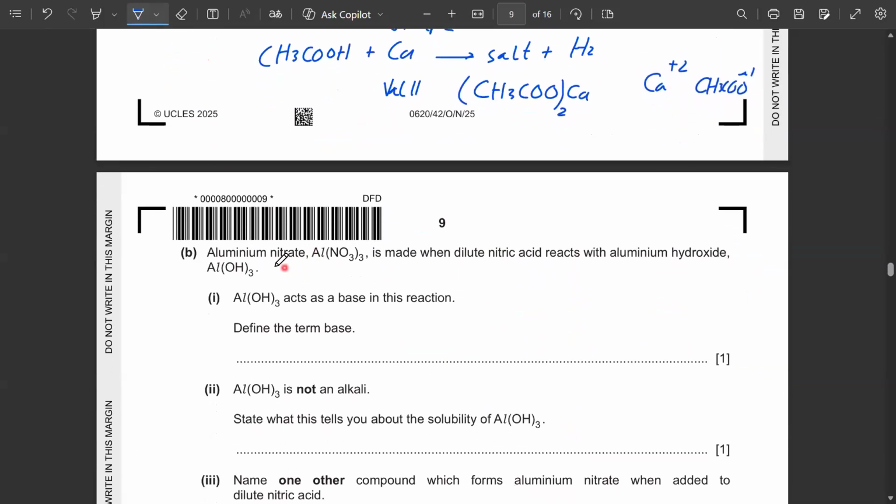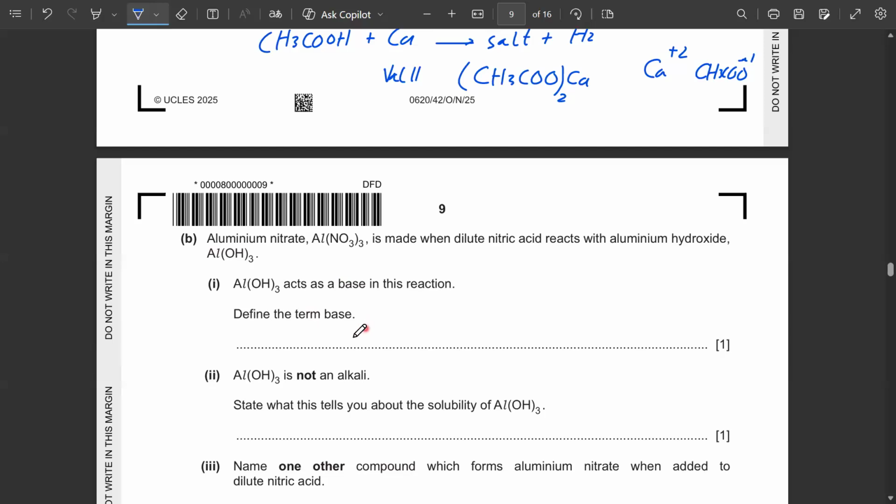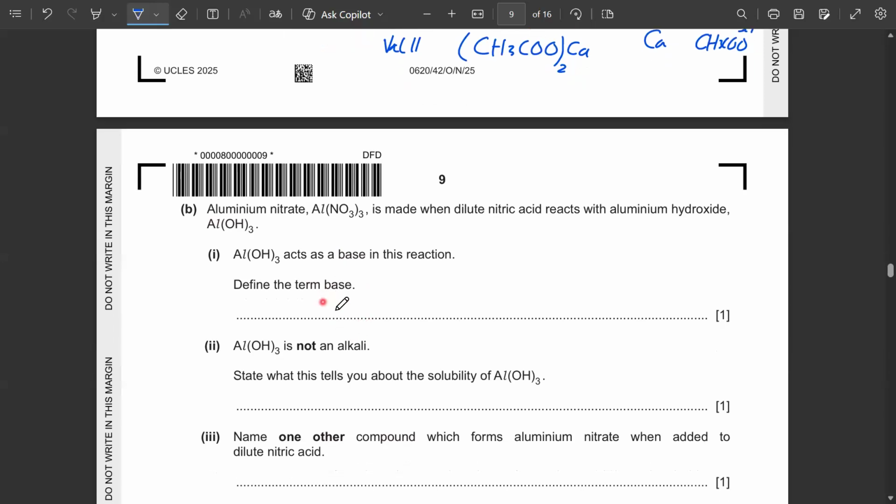Then B part, aluminum nitrate is made when dilute nitric acid reacts with aluminum hydroxide. Aluminum hydroxide acts as a base in this reaction. Define the term base. So base is anything which accepts the protons, H plus. That is a base.